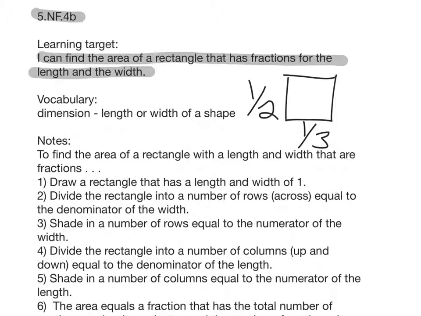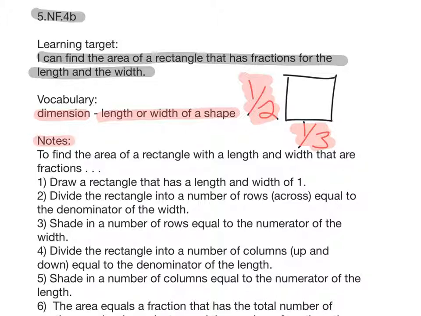Your vocabulary word is dimension, and dimension means the length or the width of the shape. So lots of times when we're talking about a rectangle, somebody will say, what are the dimensions of the rectangle? And the dimensions are the lengths of the shape and the widths of the shape. So in this case, it's 1/2 and 1/3. Okay? So today's rectangles are going to have fractional dimensions.